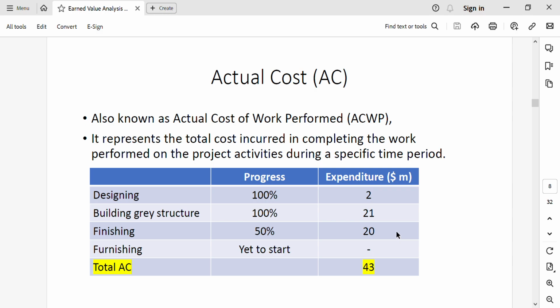The last concept is actual cost. Actual cost is also known as actual cost of work performed. It represents the total expenditure incurred so far. Here in this case, designing has had a cost of $2 million, $21 million has been spent on work package 2, 20 on work package 3. If we add up actual expenditures incurred on 3 work packages, they total $43 million.